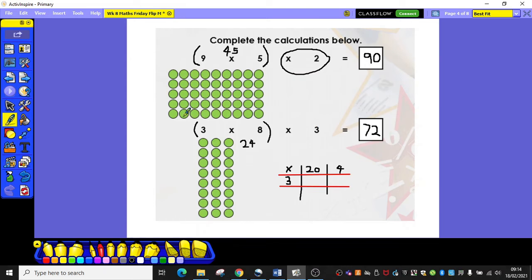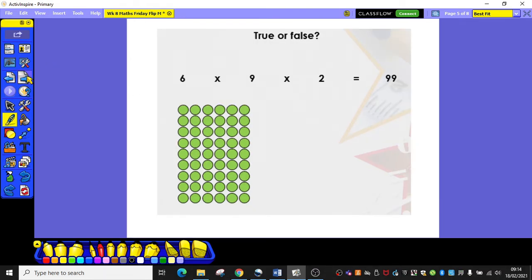Okay, right, let's take our understanding on a little bit further now. So you're going to face a variety of different problems today. So first of all, this one says true or false. So let's have a look. We've got 6 lots of 9. There's my array underneath to show it. And I know that 6 lots of 9 is 54.